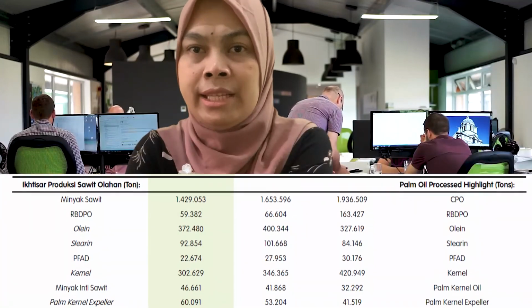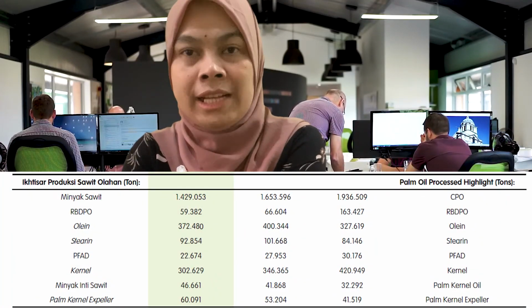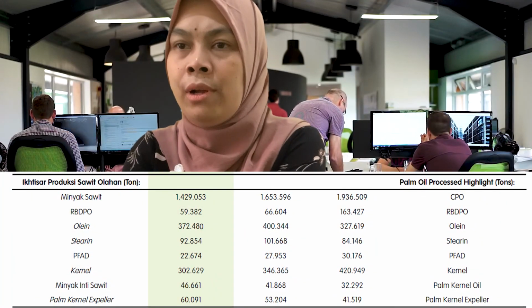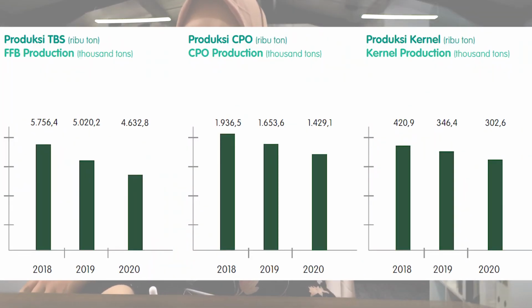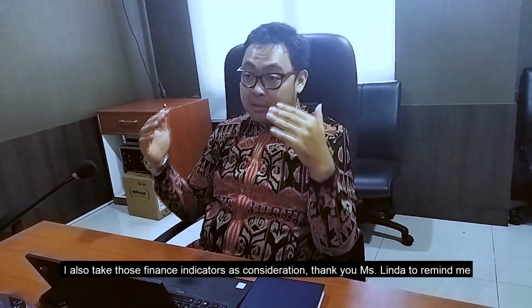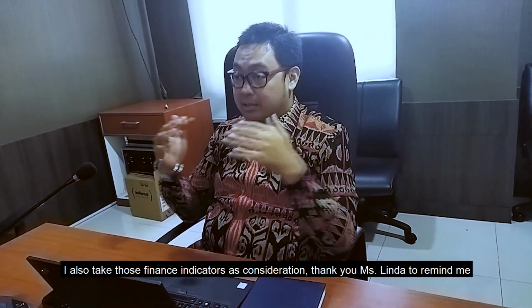The financial performance achieved in 2020 by our company exceeded the planned budget for the current year. Although from the operational point, not all operational targets have been achieved due to the difficult condition caused by the pandemic. I also take those finance indicators into consideration.